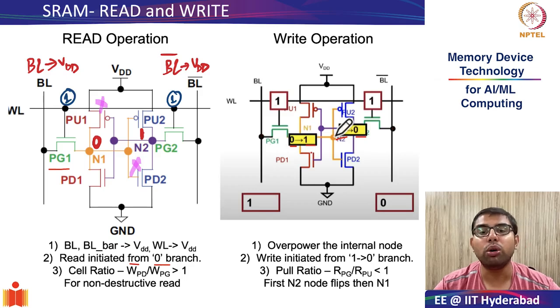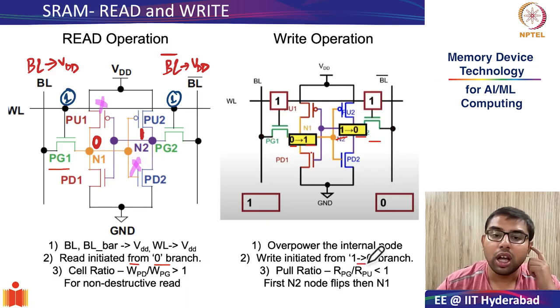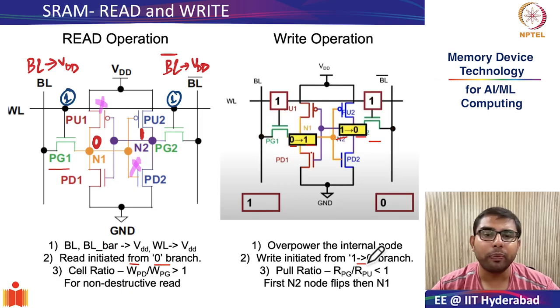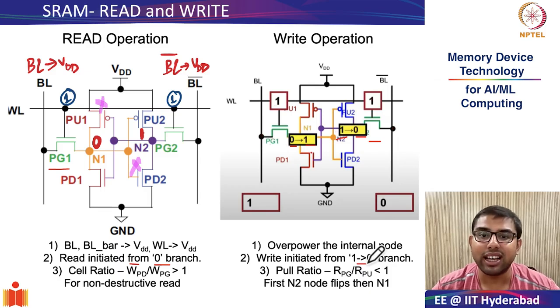Remember what the pull ratio was? Pull ratio was ensuring that the strength of the pass gate NMOS transistor was much greater than that of the pull-up transistor. And as we saw, since the pass gate transistor is NMOS, NMOS in silicon has more strength even for an equally sized PMOS. This is because the electron mobility in silicon is higher than that of holes. You don't really have to worry so much about the pull ratio.